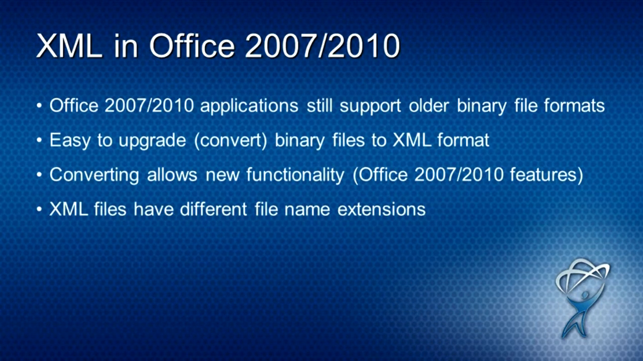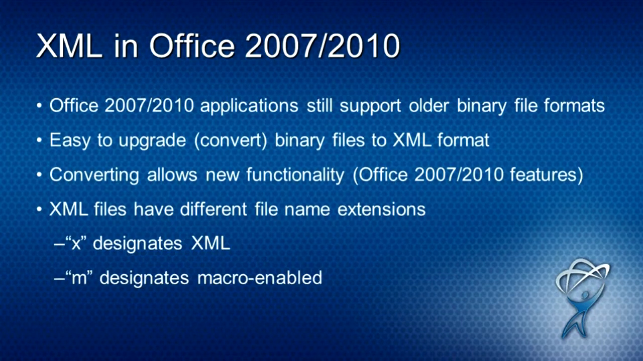XML formats, of course, have different file name extensions, and that's usually the first thing that people actually notice. A couple of general things to know is that if you see an X, that designates that it's XML. If you see an M, that actually designates that it's a macro-enabled XML file. Remember we said that by default, XML doesn't include the macro language. But when we save it as macro-enabled, then it does. Kind of a happy medium between the two.